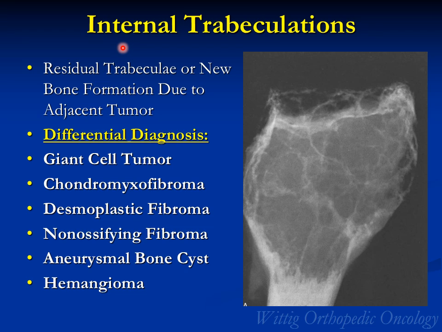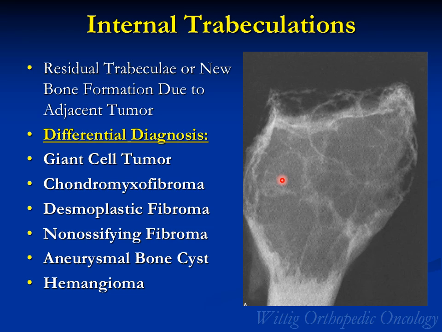When discussing visible matrix, it's important to discuss internal trabeculations, because these can also be identified within tumors. Internal trabeculations represent residual trabeculae which have reacted to the tumor. There's new bone formation due to adjacent tumor, and it's somewhat reactive in nature.